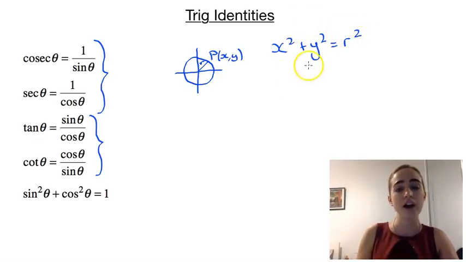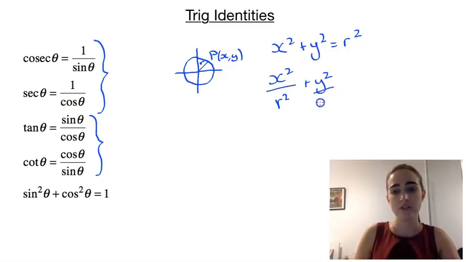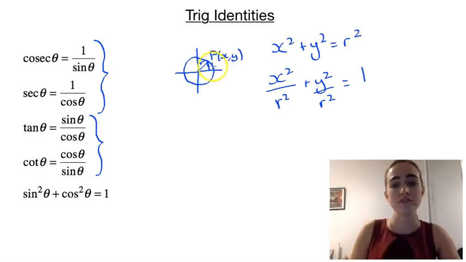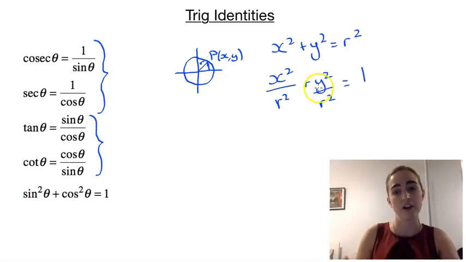Now, if we go through and divide everything by r squared, we're going to have x squared over r squared plus y squared over r squared is equal to 1. And when we were talking about our unit circle before, if we had our little triangle in there, we were saying that sine is equal to the y coordinate, because that's our opposite side, divided by the radius. So y over r that we have here, that's sine. So that means that this whole term is going to be equivalent to sine squared theta.